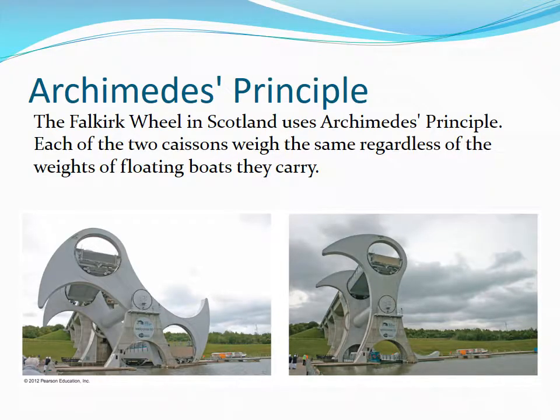The Falkirk wheel in Scotland uses Archimedes' principle. Each of the two caissons weigh the same regardless of the weights of floating boats they carry. The water displaced equals the weight of the floating boat.